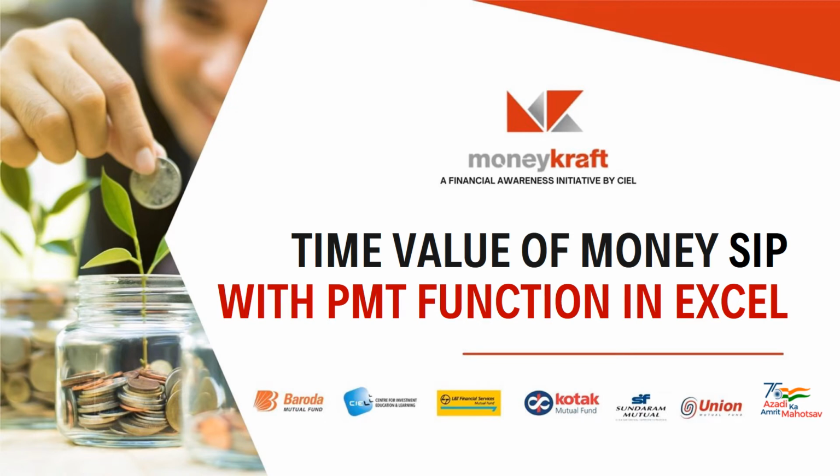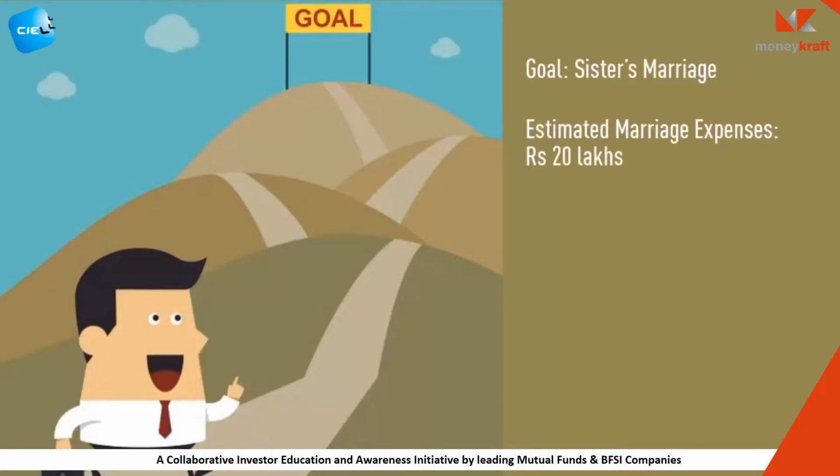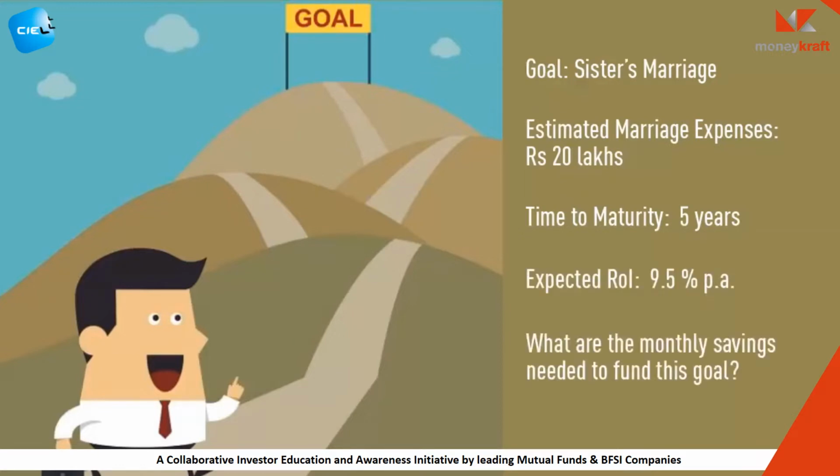Time value of money. Systematic investments using the PMT function in Excel. Sumit wants to save systematically for his sister's marriage. He estimates that he will need 20 lakh rupees in about 5 years' time for this purpose. He has identified an investment avenue that will give him a post-tax return of 9.5% per annum. He wants to know how much he should save and invest every month to meet this goal.